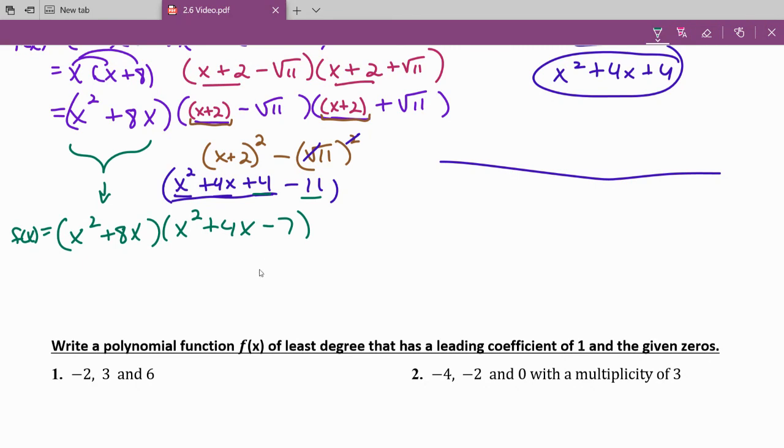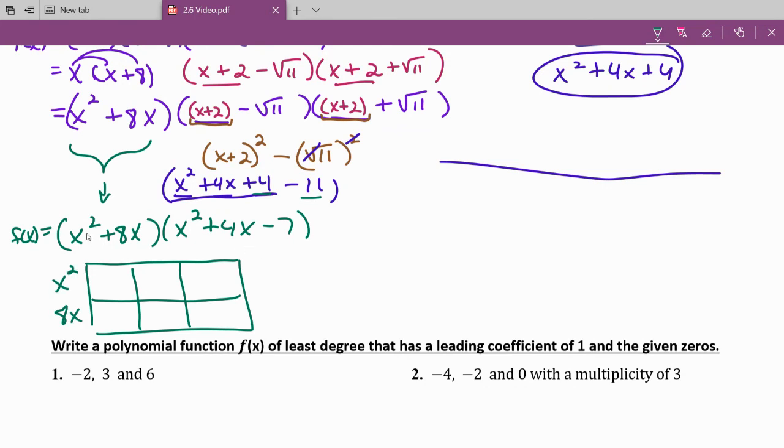So again, if you wanted to, you could use the table method of multiplying or just distribute. Try to alternate between the two different methods. So the x squared plus 8x is my binomial. And along the top, my trinomial is x squared plus 4x minus 7. So now I'm going to multiply the x squared times x squared, which is x to the 4th. x squared times 4x is a positive 4x to the 3rd. The x squared times negative 7 is negative 7x squared.